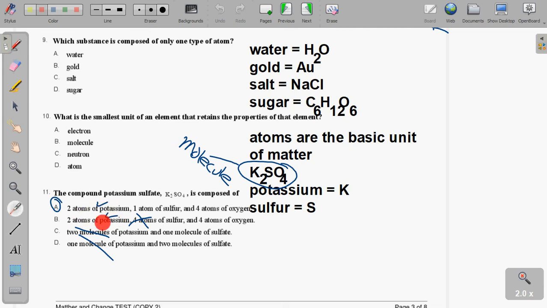2 atoms of potassium is correct. K is potassium. Sulfur is S. Now there's an invisible 1 beside that S. So that means there's 1 sulfur. So A is the correct answer.